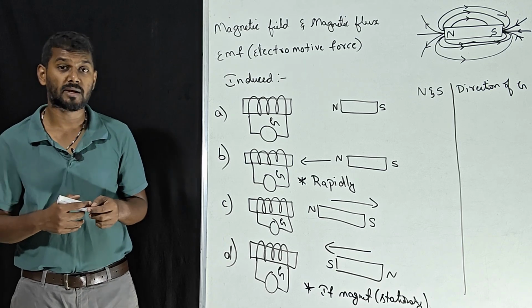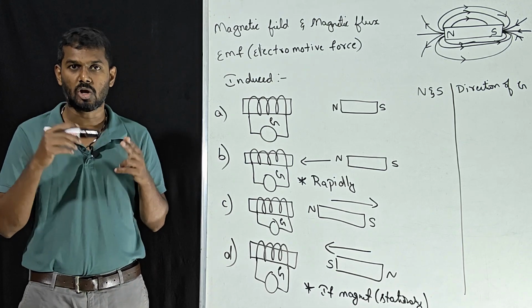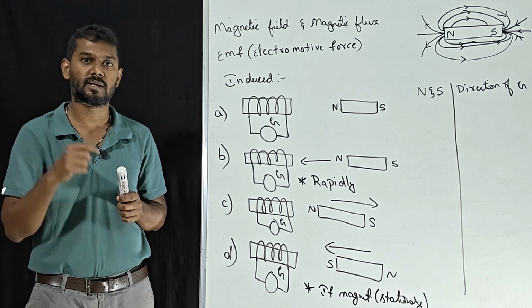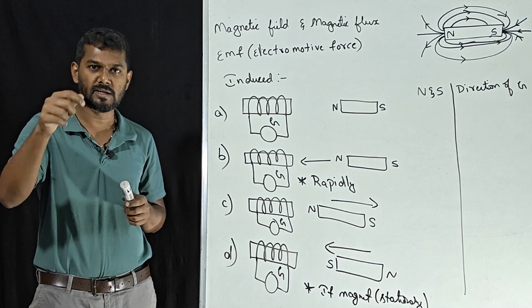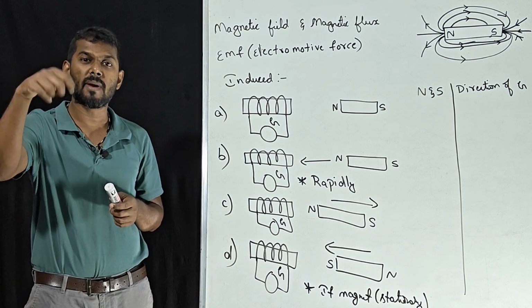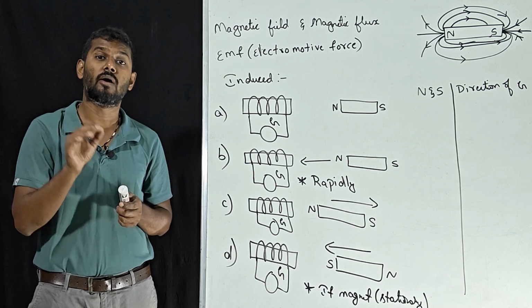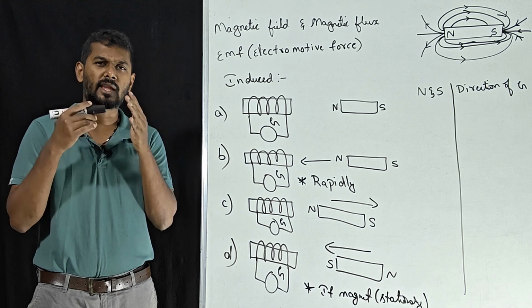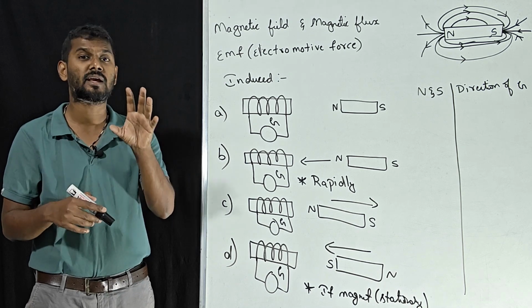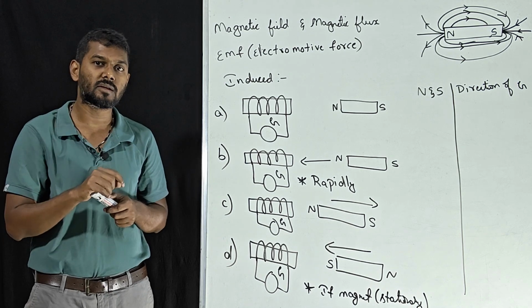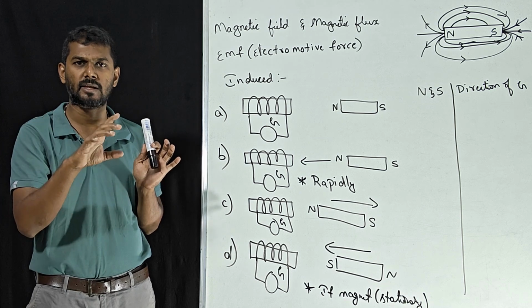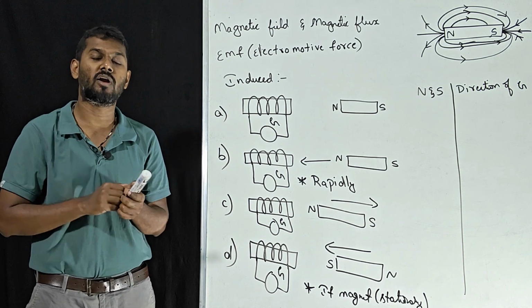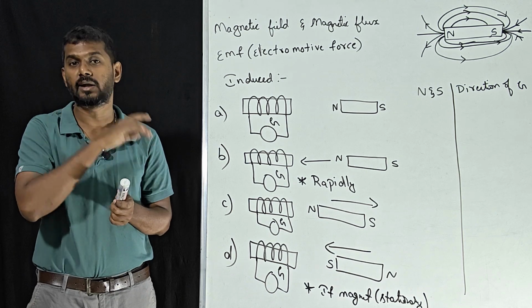In part of electromagnetism, Hans Oersted taught us we can produce a magnetic field around a conductor, correct? Whenever a current carrying conductor is there, there will be a magnetic field around it. This is what was found by Hans Oersted. But do you think we can generate electric current because of a magnet? Only just because of a magnet, can we generate electricity? The answer is yes. This is what was found by Michael Faraday.